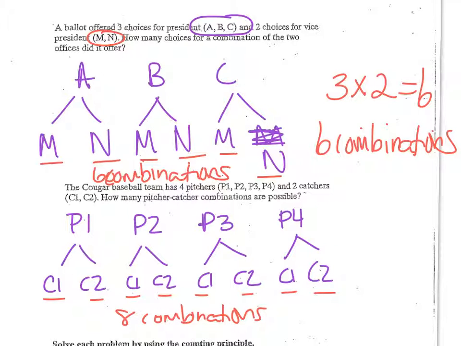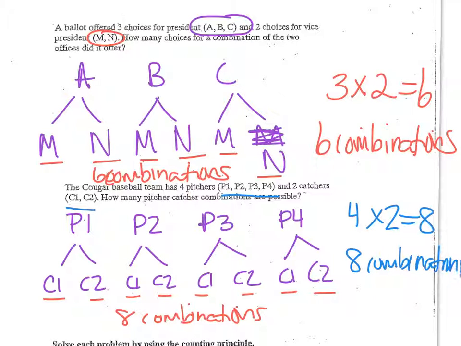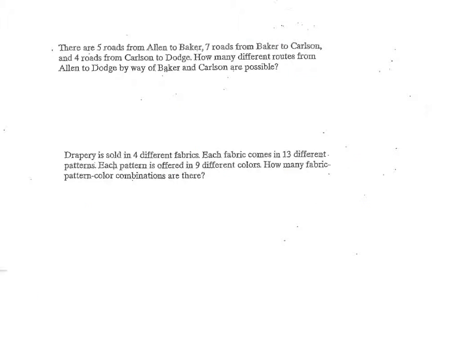But if we use the basic counting principle, you can see that there are 4 choices for pitcher and 2 choices for catcher. So you just multiply those. 4 times 2 gives you 8. So there are 8 total combinations. So the basic counting principle is just a real shortcut. For the next examples, I'm not even going to draw the tree diagram, we'll just use the shortcut.